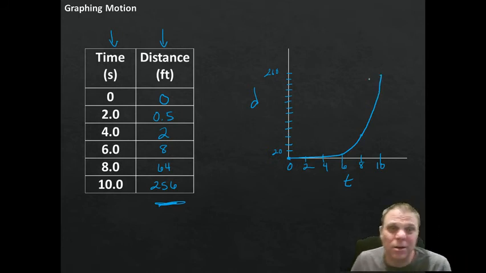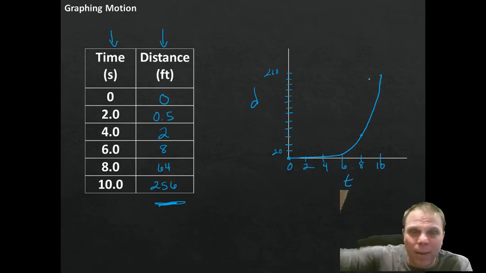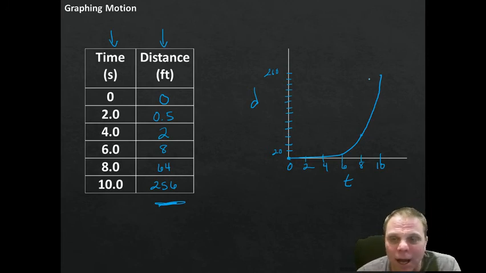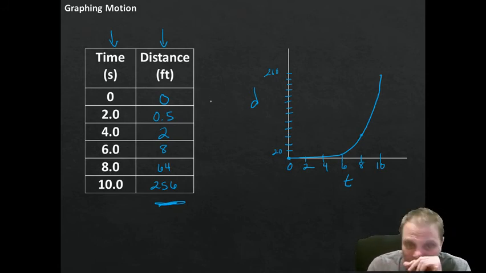Okay, so this is a curved line. If I were graphing motion that was accelerating, you can see how my curve continues to change. We'll talk more about acceleration later. But what I want you to see is that is different than a consistent distance changing.